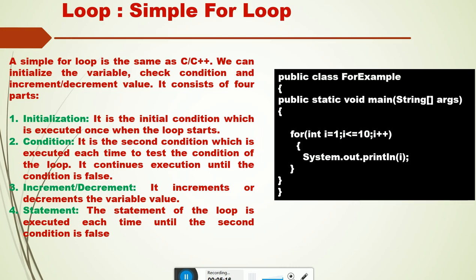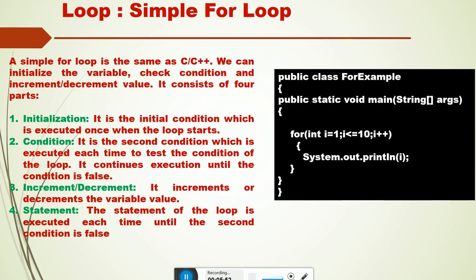We have to write the code using the basic template, that is, public class, where class is the keyword, followed by the name of the class. Then inside the class, the main method, public static void main, and inside the main method you write the code that you will execute. The class and the main method are the default basic template that is configured in the compiler.